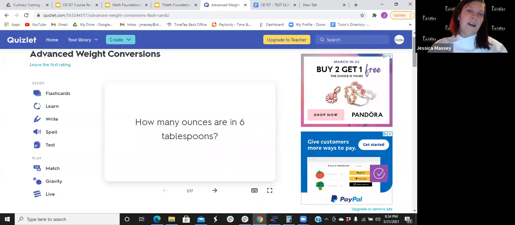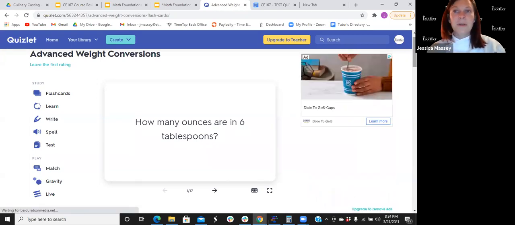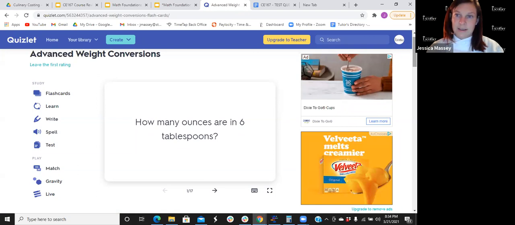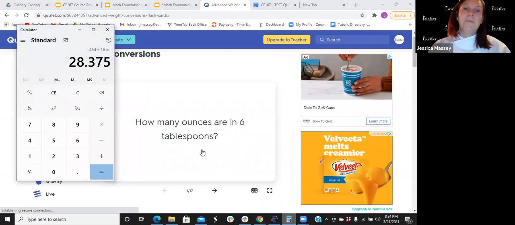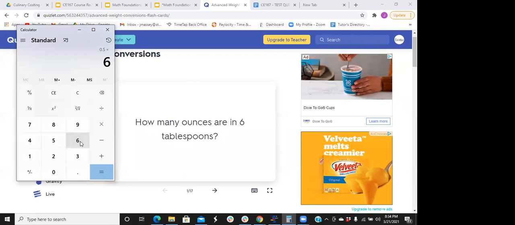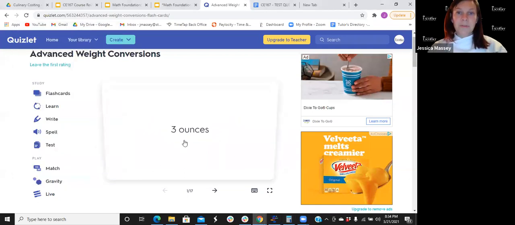So how many ounces are in 6 tablespoons? Your first step, you would want to know how many ounces are in 1 tablespoon. If you have your cheat sheet in front of you, or if you remember from our conversation a little bit ago, that would be 0.5 in 1 tablespoon. So again, doing your math, take that 0.5, multiply it by your 6, because you got 6 of them. Did everyone come up with 3? Nice job. I see some 3s in the chat.